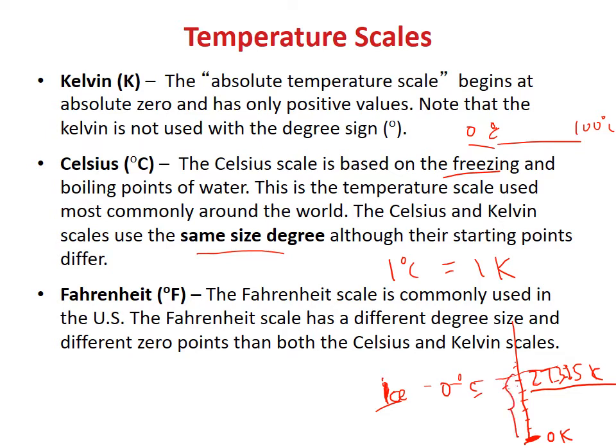But the 0 is different, and therefore if you have a Celsius temperature, you need to add 273. For example, let's say this is 10 degrees Celsius. Then in Kelvin, you need to add 273 to give you Kelvin. Now, the Fahrenheit scale is commonly used in the US, and this scale has a different degree size and a different 0 point than both Celsius and Kelvin.